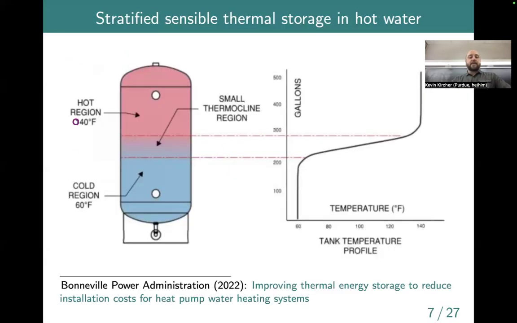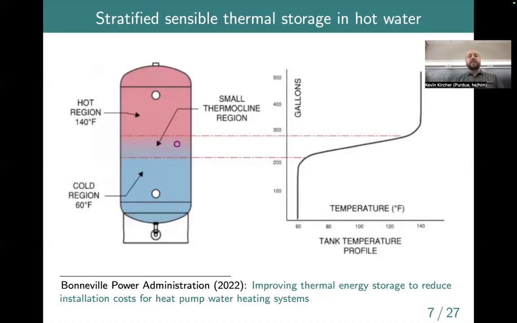Okay, so here is a schematic. This is from the Bonneville Power Administration, which is a public power administration that operates in the Pacific Northwest of the US, which is another one of these regions where there's a ton of hydropower. So thermal storage pairs well with hydropower, at least it does in Quebec and in the Northwest. So anyway, here's the idea. Blue means cold, red means hot.